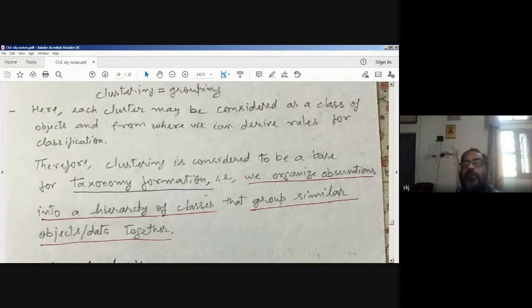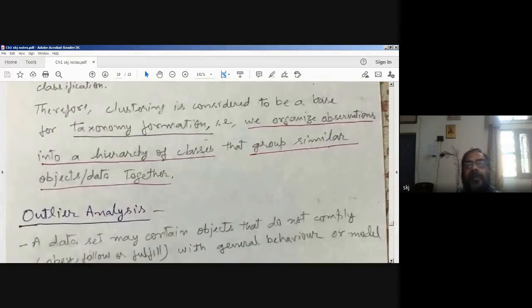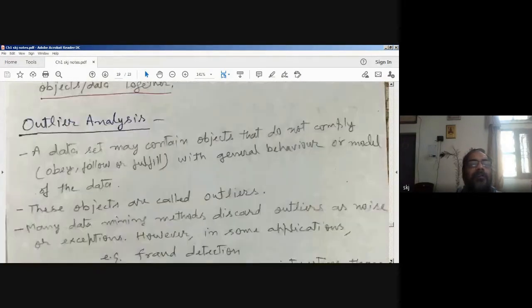You can also observe so many things we classify. Earlier there was no such information. Even people try to group them. So the first exercise will be clustering. So clustering is considered to be the base of taxonomy. We organize observations into a hierarchy of classes, or group similar objects and data together.